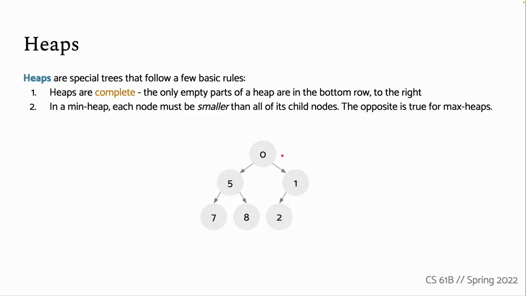Keep in mind that this is distinct from a BST. For binary search trees in particular, the left node must be smaller and the right node must be larger, which inherently means that a tree cannot be both a BST and a heap unless there's only 1 or 2 elements in it.